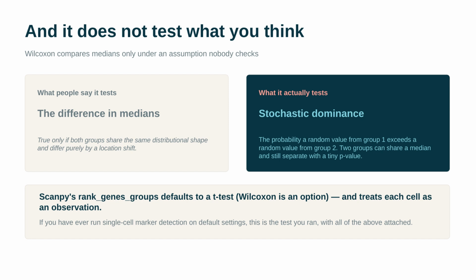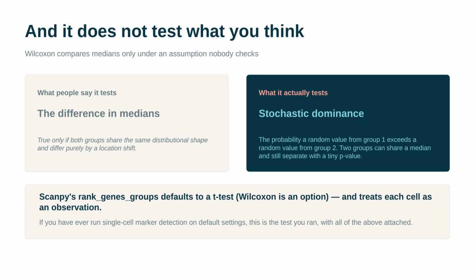Those are different questions. You can construct 2 distributions with identical medians that a Wilcoxon test separates with a tiny p-value, because the shapes differ. Only if you assume both groups share the same shape and differ purely by a shift does the Wilcoxon become a test of a median. So, when you report a Wilcoxon result, be careful what you claim you found.